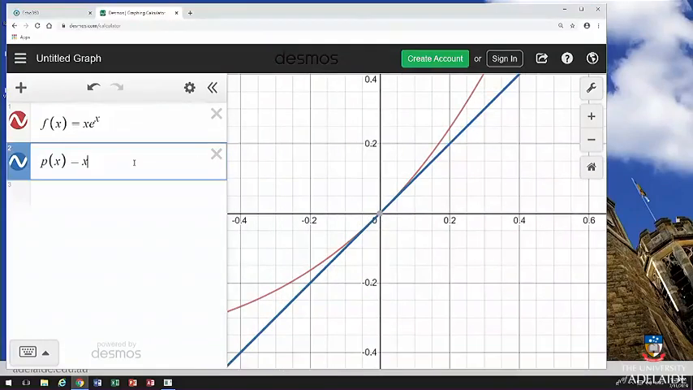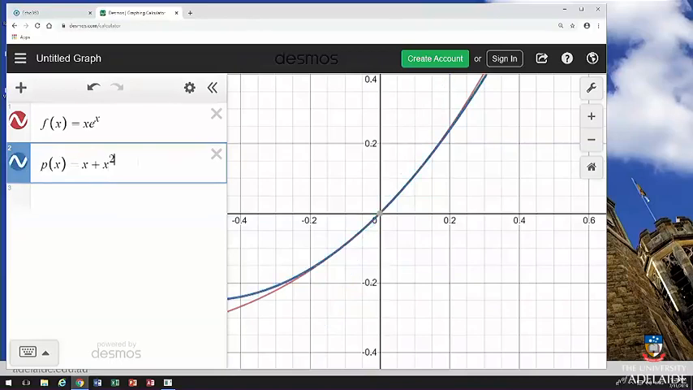So maybe I'd like to add another bit with an x squared. And that one's just a little bit better. And it may be that it would be better if I had some other coefficient. Oh, that's pretty good. And so what I would like to do is try and figure out what coefficients I should have for these powers of x in order to get it to be as close as possible to my function. That's what I would like.